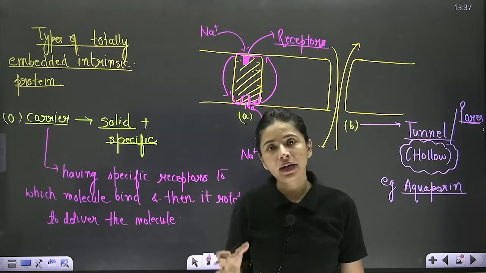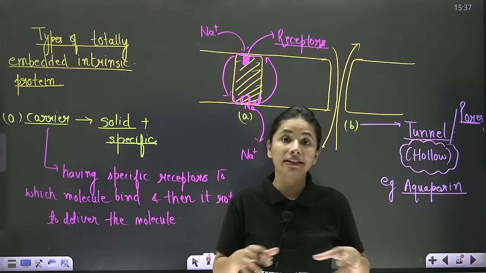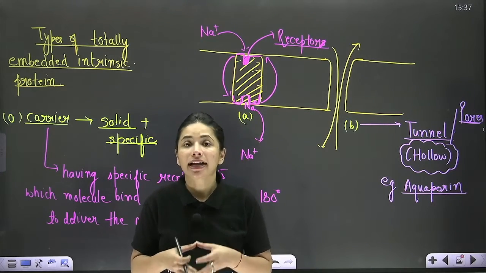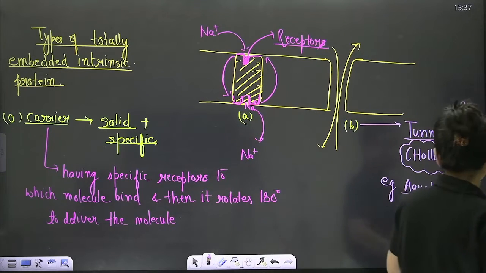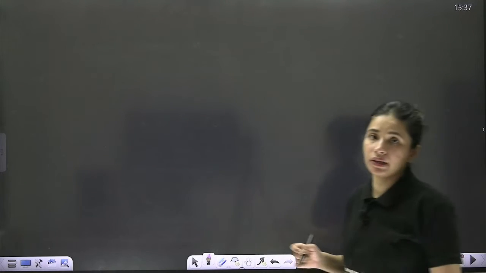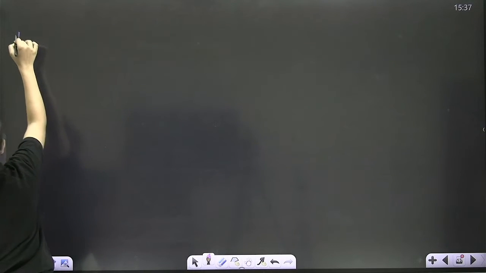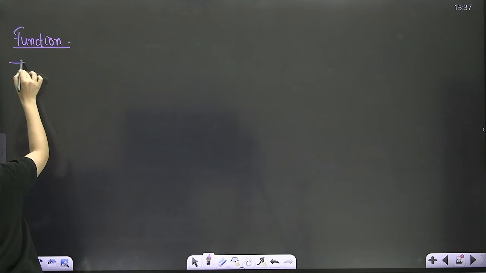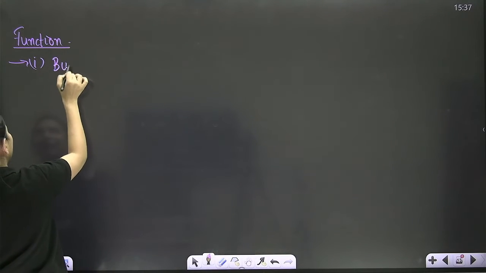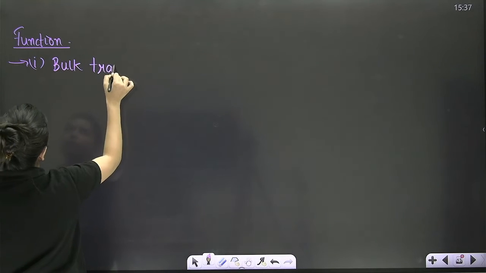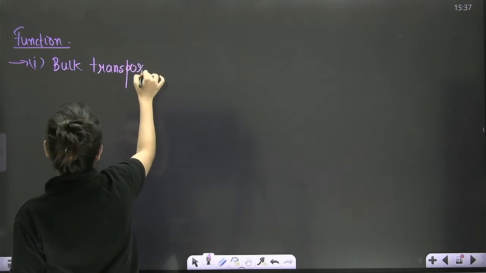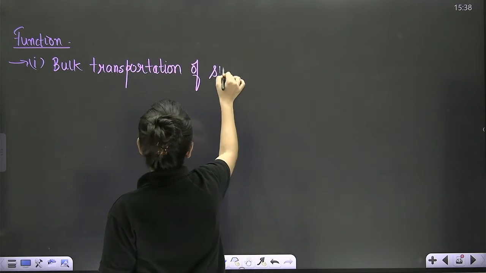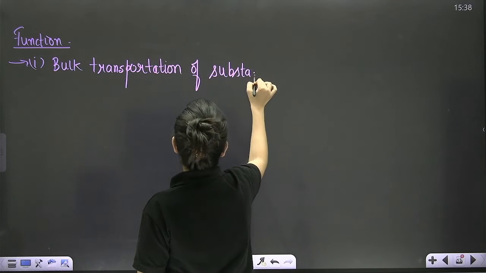So I hope you all have understood the functioning and the structure of plasma membrane. Now beta comes the next portion, that is the function of plasma membrane. If I talk about the function of plasma membrane, students, then the first and very important function is bulk transportation of substances.